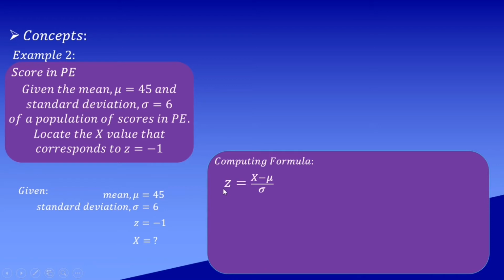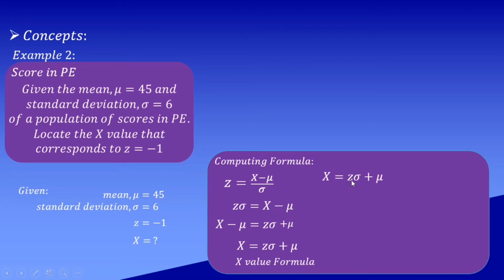In computing, gamitin natin yung z is equal to x minus mu over sigma. Since we are interested in the x value, magkaroon tayo ng formula transformations here. Multiply natin yung z na sigma, yan is equal to x minus mu. So, rearrange natin ito. Ilagay natin sa kabilang side. So, x minus mu. Ang negative mu transpose natin maging positive. So, this time, ito yung ating formula for the x value. X value formula. So, gamitin natin ito. x is equal to z sigma plus mu.